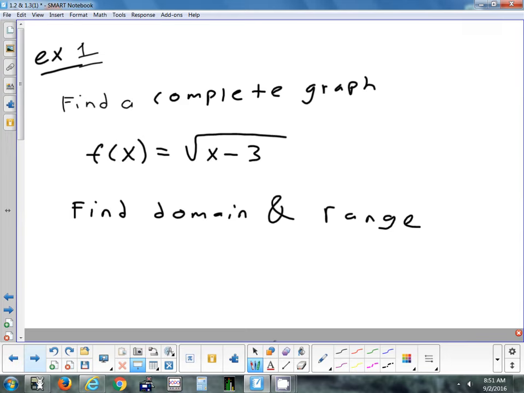Based on what we did in section 1.2, can anybody tell me what values for x I'm allowed to use in this function? What values of x could I use in the domain? Only certain ones. For example, negative 20 is not a value I could use. It's too small. Yeah? Anything greater than 3? That's pretty much it, but I want to make a small tweak: equal to. Yep. So the domain is any x value greater than or equal to 3.